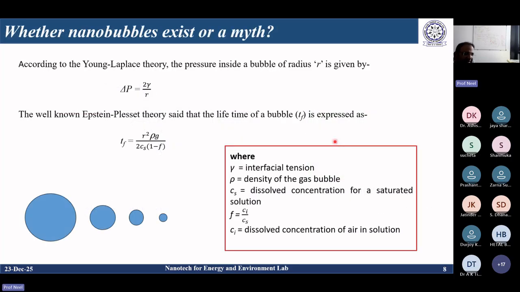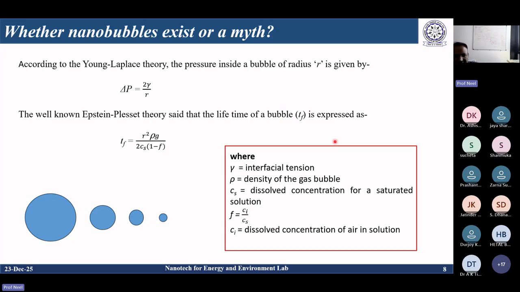Now, the major question that people normally ask in academics is why bubbles are stable, why nanobubbles are stable. If you look carefully, micro bubbles and macro bubbles normally burst, right? They're not stable. The question is why nanobubbles are stable.